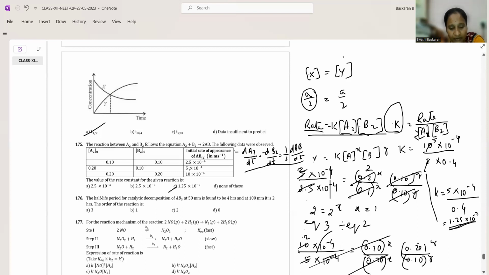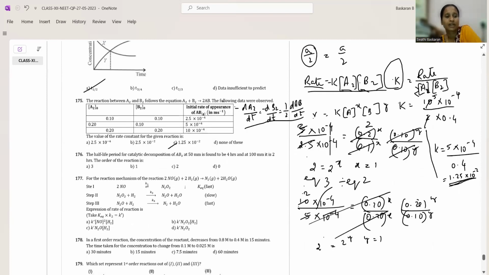Even if you take this 5 into 10 power minus 4, you will multiply these two concentrations. Or if you want to take 2.5, you will multiply with these two concentrations divided by 2. So any of the sets can be taken, but here I have taken the third set of values, where K is equal to rate by 2 into concentration of A2 and B2. If you simplify that, you will get the value of K to be 1.25 into 10 power minus 2. Hope you understood. If you have any questions, you can also ask me during our class hours.